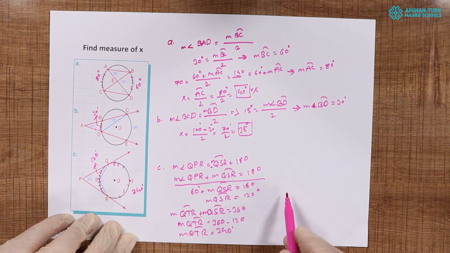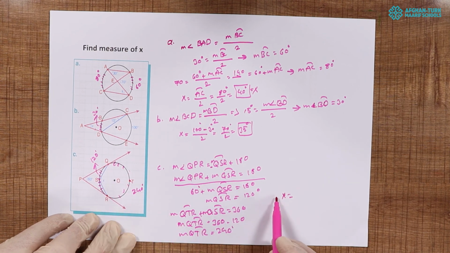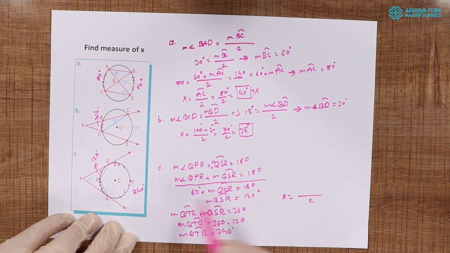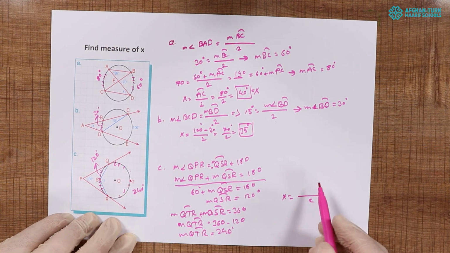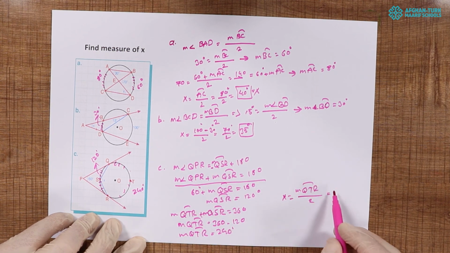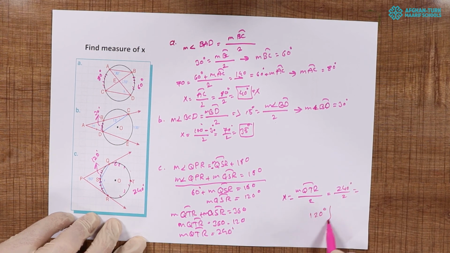Now we had a formula, X, which is the measure of angle QSR, is represented by X equal to half of the measure of the intercepted arc. It means QTR. What's the measure of QTR? 240 degrees. Over 2 is equal to 120 degrees.